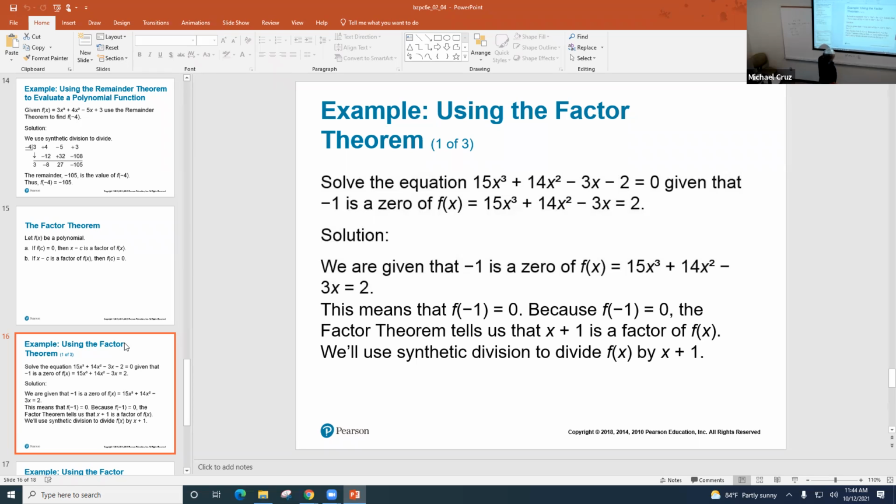All right, so we're going to solve the equation, and they tell us that -1 is a zero of f of x. In other words, that means that x is equal to -1, or the same thing as a factor of x plus 1. If x is equal to -1, then there's a factor of x plus 1. Given that, how can we find out what the other solutions are?